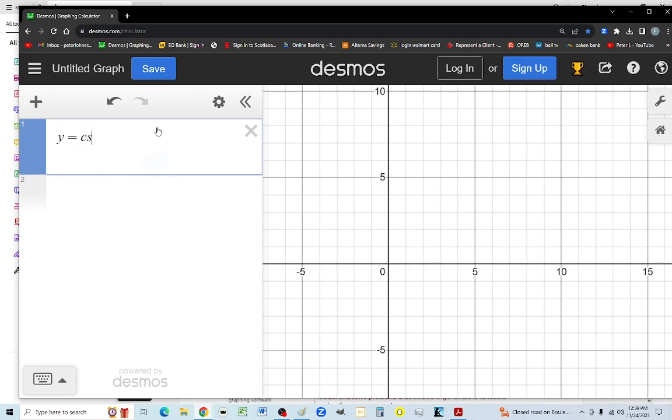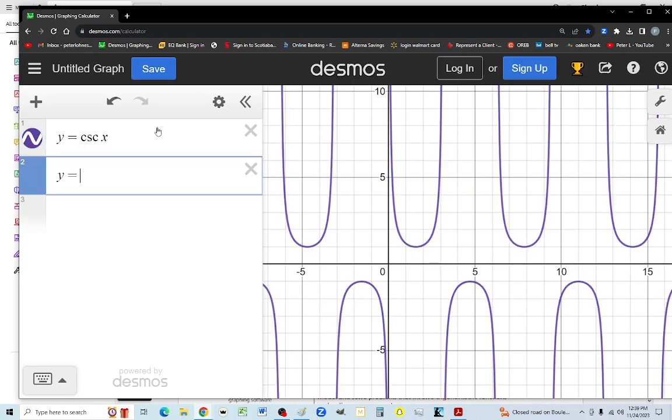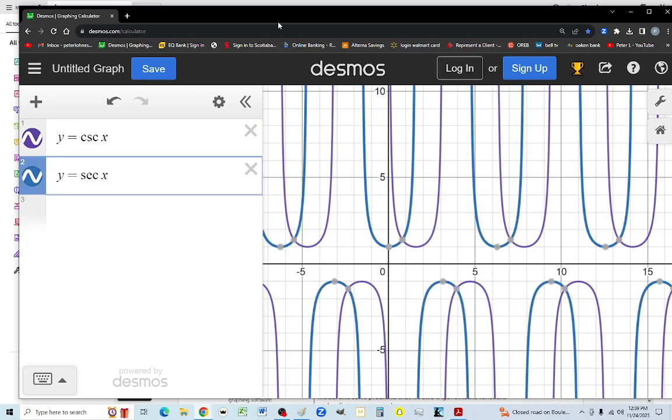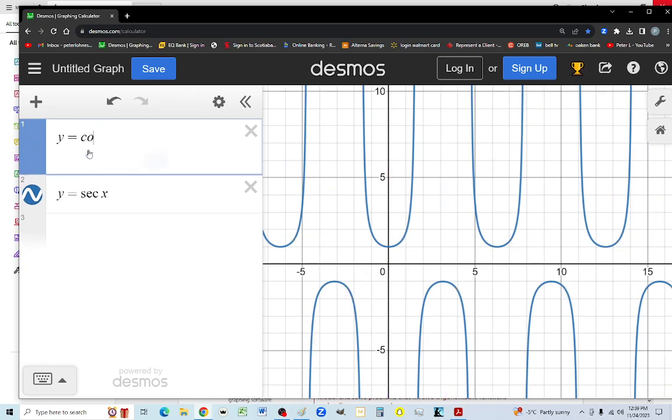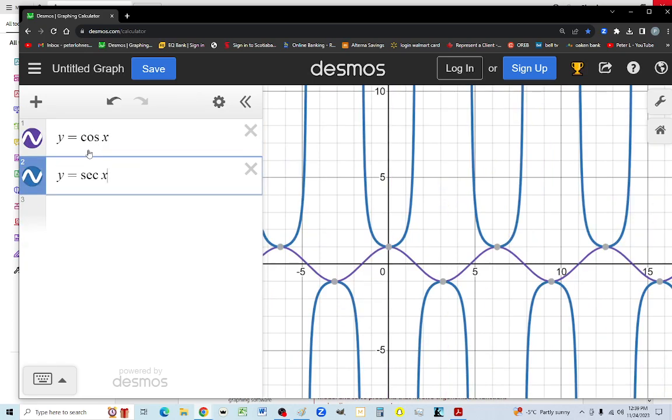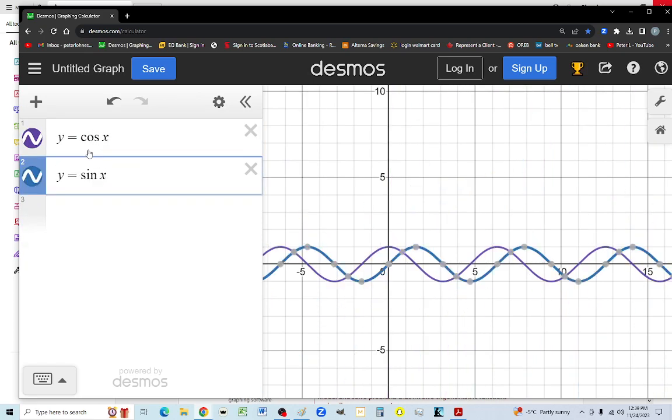So if we look at cosine x and secant x, we can see that they share right here, pi over 4, which is 45 degrees. 2 pi later, 2 pi later, every 2 pi. Let's look now at where cosine and sine share. They share at the same values, pi over 4, and every 2 pi later.